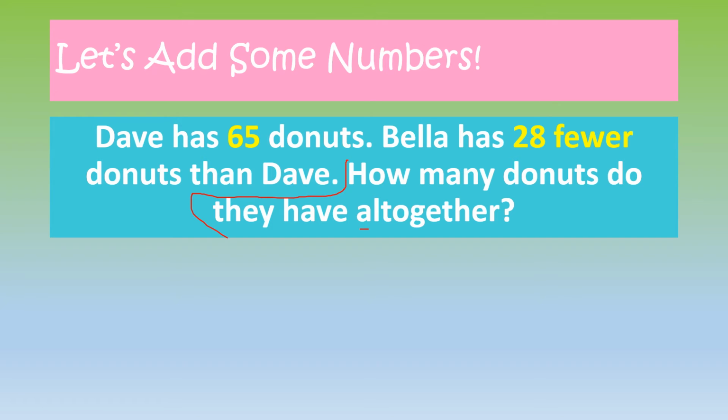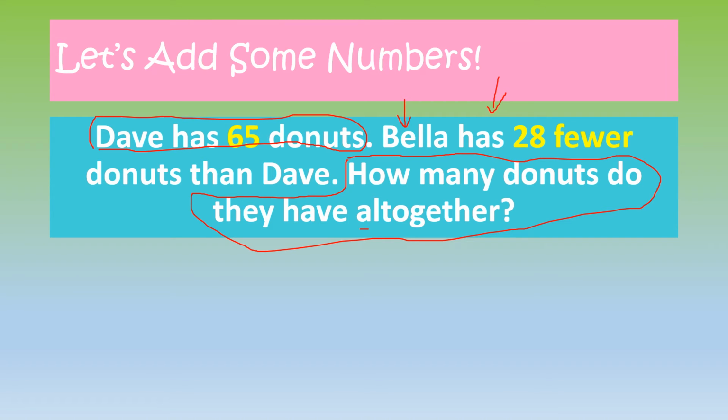An important thing about our problems is that we always want to look at what they're asking us to do. So it gives us a statement. Dave has 65 donuts, and then Bella has 28 fewer than Dave. So that's the information they're giving us. So my question is, how many donuts do they have altogether? So look at the question now. They're not asking you how much Bella has or how much more Dave has. How many donuts do they have altogether? So we are going to focus on that question.